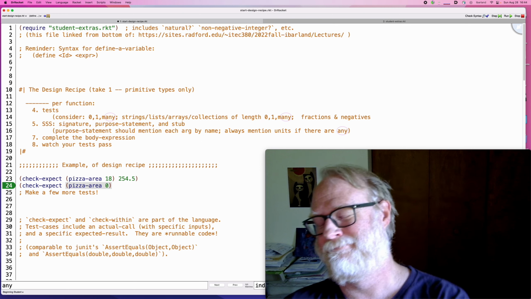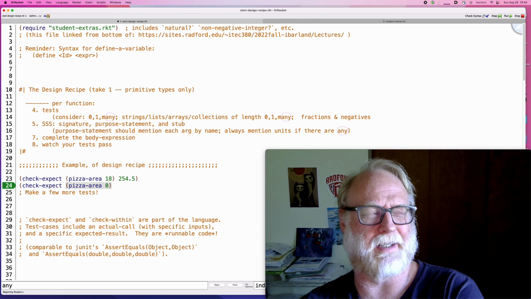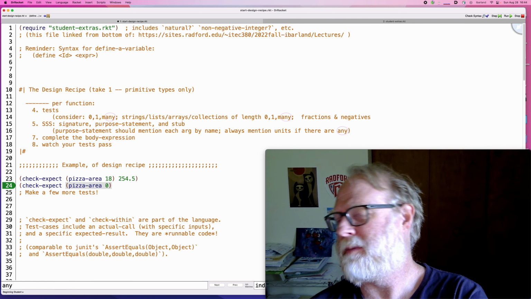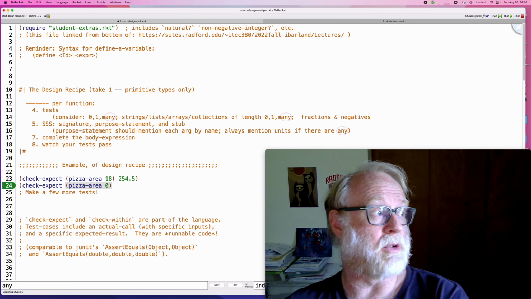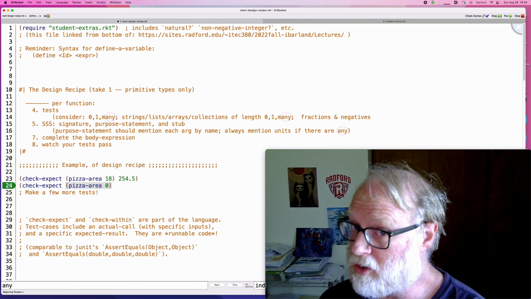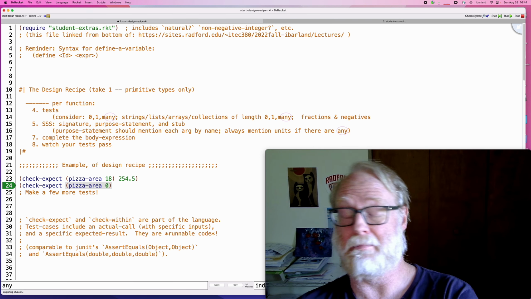Okay, well now, that's kind of silly, right? Who's going to order a 0-inch diameter pizza? Should that be an error? Should we say that 0 is not a valid input? Should we say that in this case we should throw an exception, or instead of returning a number, return a string saying bad input?